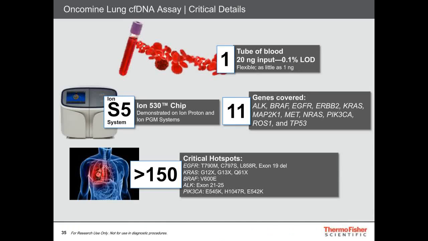And so finally then, just to summarize our use of the Oncomine Lung cell-free DNA assay at Princess Margaret Cancer Centre, we did find that it was very accurate at low-level inputs of DNA. We did only use 20 nanograms, but were able to detect down to 0.1% in a majority of our samples. It worked extremely well on the S5XL, and throughput was very amenable to the amount that we had to test. And it had good coverage of relevant genes and critical hotspots.